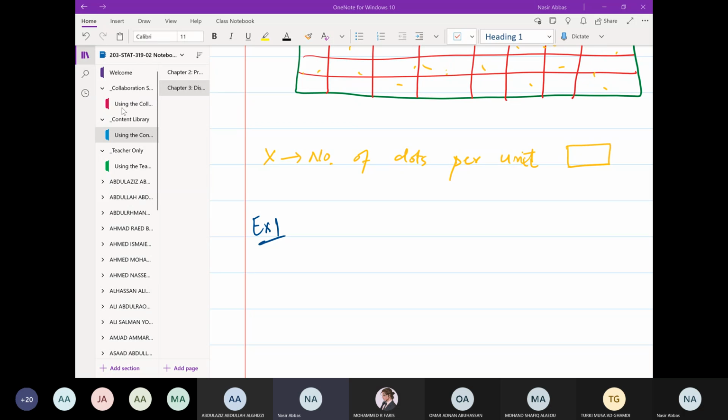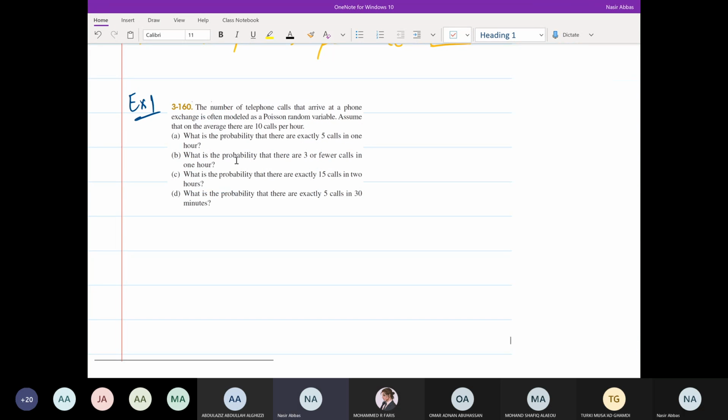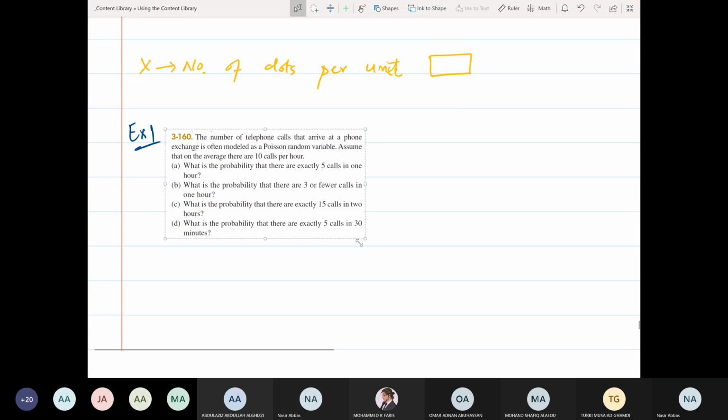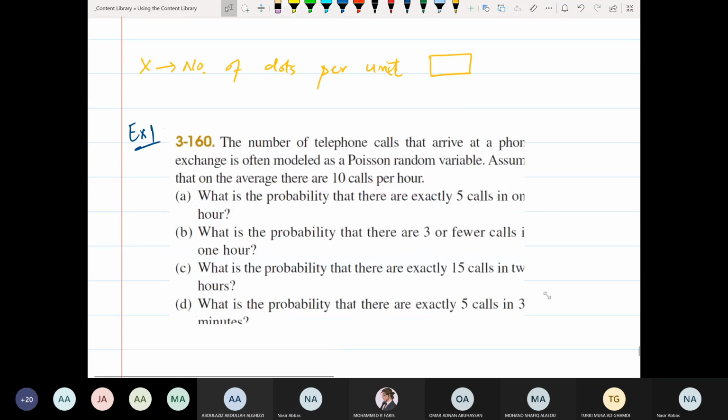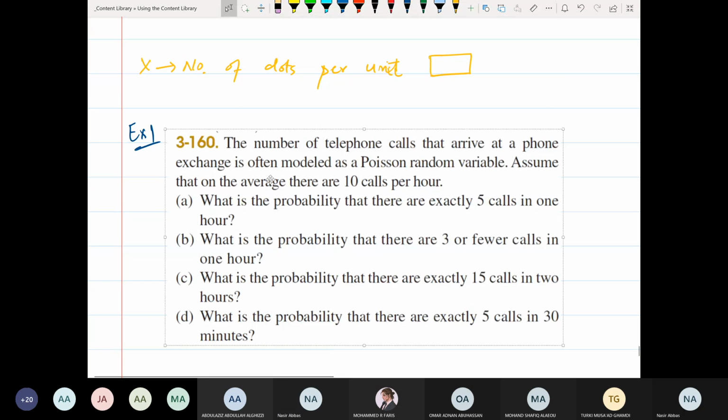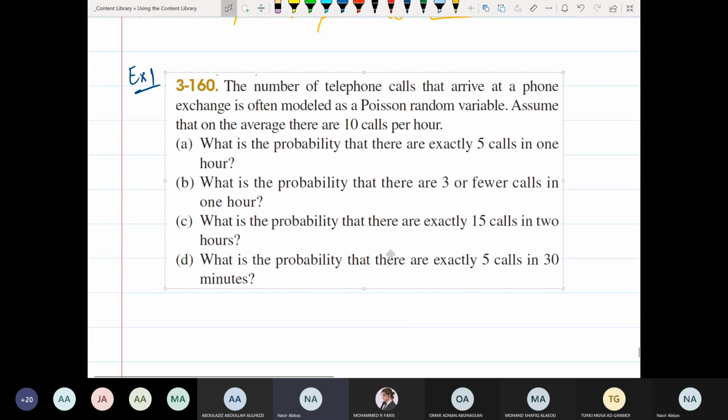Yes, I found a question that is nice. This is question number 3.160 in your book. And here it is. Now this question, let us read this question and mark the important information.